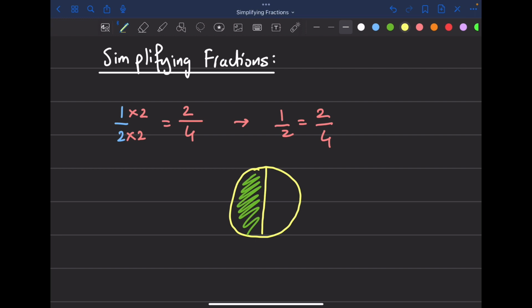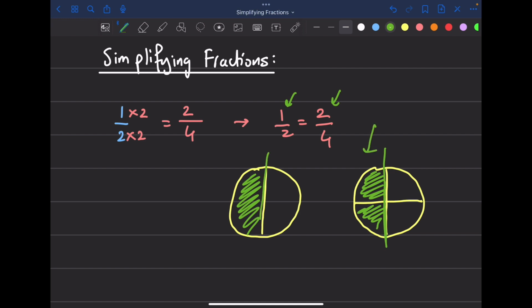In the second example, I'm going to draw the exact same pizza, but this time, instead of cutting it into 2 pieces, I'm going to cut it into 4 pieces. So this will give me something that looks like this. And now, instead of eating 1 piece, I'm going to eat 2 pieces. So I'm going to shade in one and then shade in the other. As you can see, we are basically eating this side of the pizza no matter what, because these are equivalent fractions.